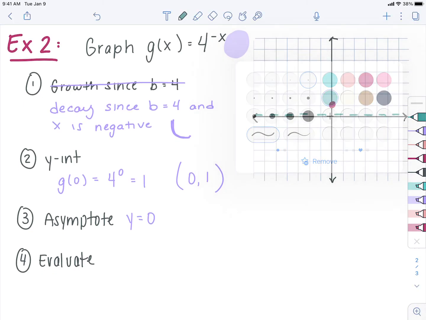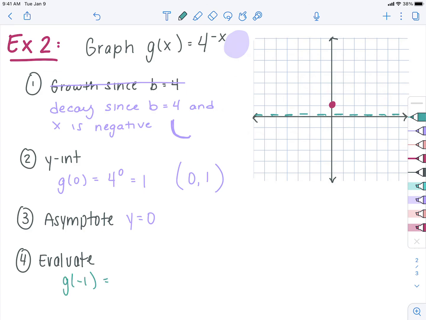But let's see. So if I'm going to plug in -1, I'm going to say 4 to the -1, which is really 4 to the first power, which is 4. That gives me the point -1, 4. So when I go to -1, I go up to 4. 1, 2, 3, 4.